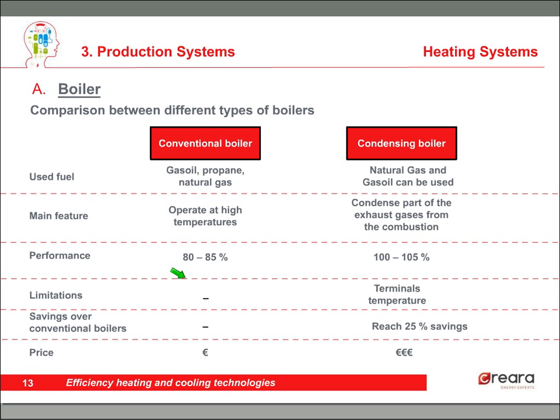As for the fuels, there is a huge variety of fuels which can be used by conventional boilers. However, condensing boilers can only be used with two fuels, natural gas and gas oil. Also, obviously, conventional boilers are much cheaper than condensing boilers. But because of this difference in performance, condensing boilers can achieve more than 25% of savings, depending on the situation.